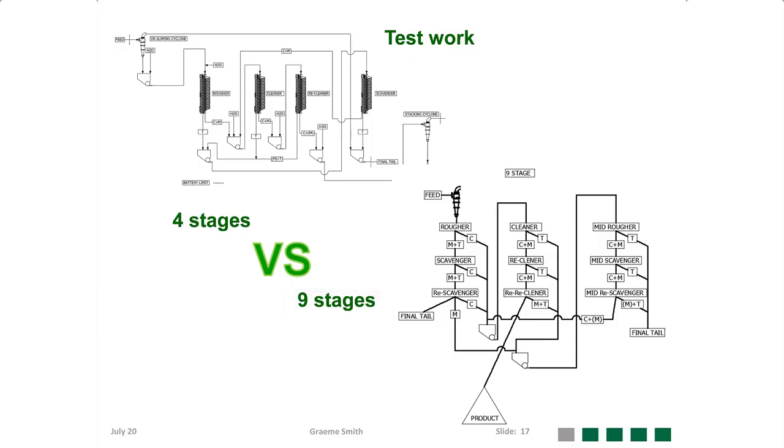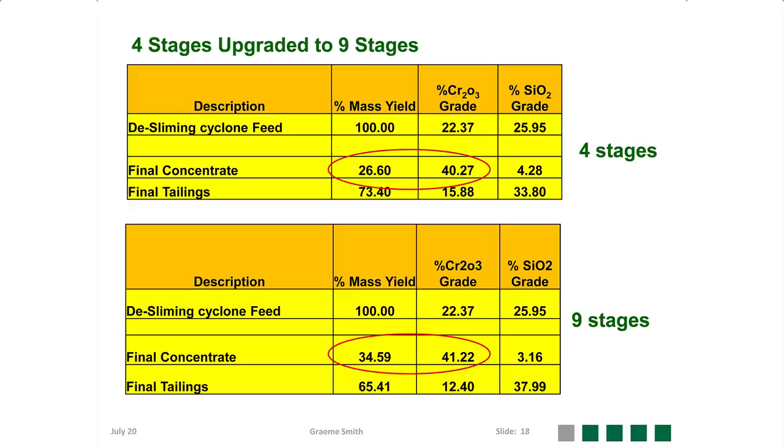Now what does that really mean to you? If we look at it, we had a head grade of 22% chrome in the feed. We produced a final concentrate of 40% with a 26% mass yield, as can be seen. After running the test work, we managed to increase that mass yield by just over 8% to 34.5% with a chrome concentrate of 41%. Now this is all good and well, but what does that really mean to you?